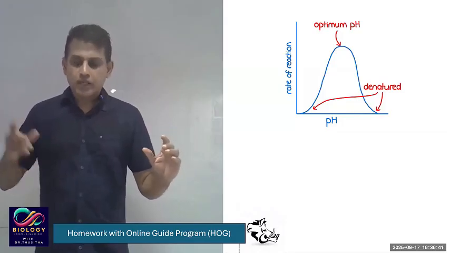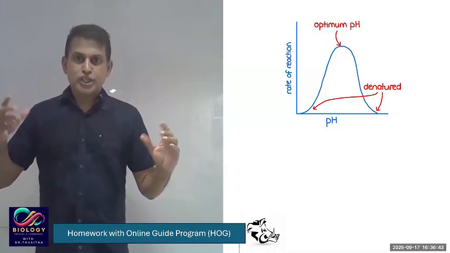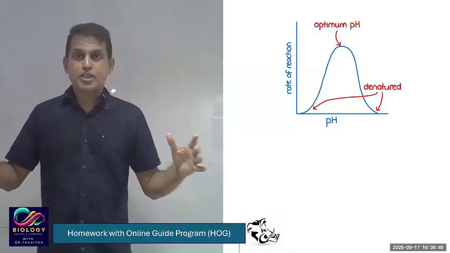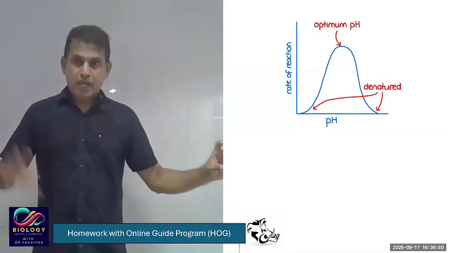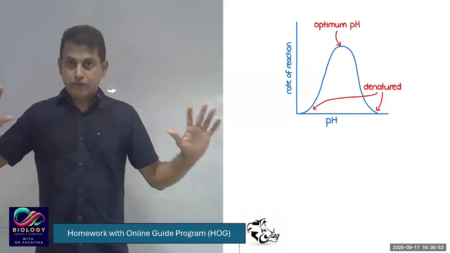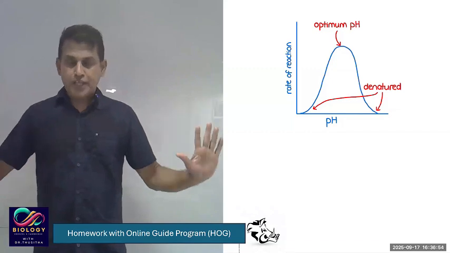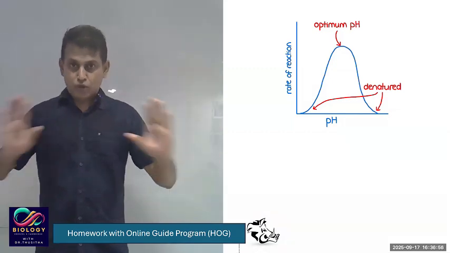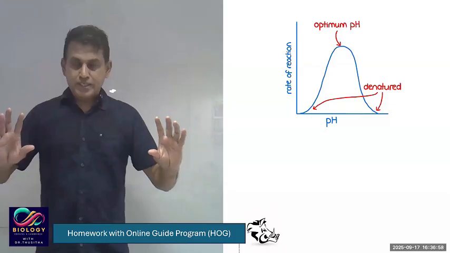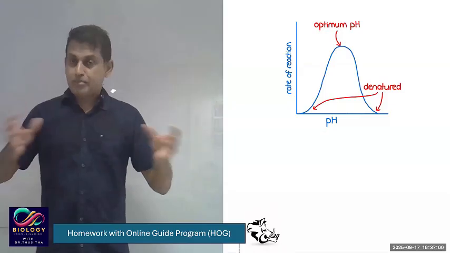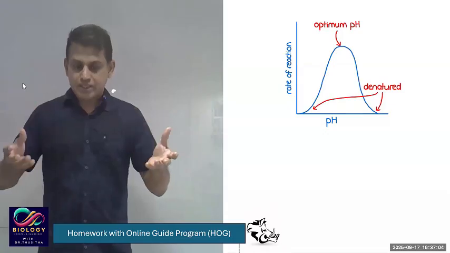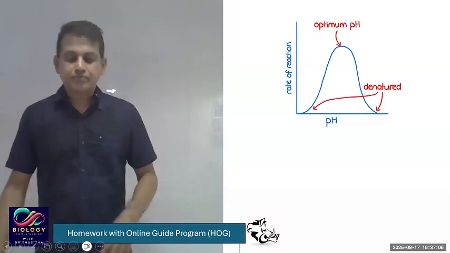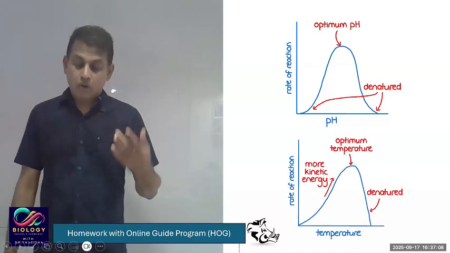This is called denaturation, or denatured proteins, enzymes denatured. That means at high pH and low pH, when you go to the two ends, the protein structure is destroyed. That means the enzyme active site changes. This is called denature. And the second one is the temperature.